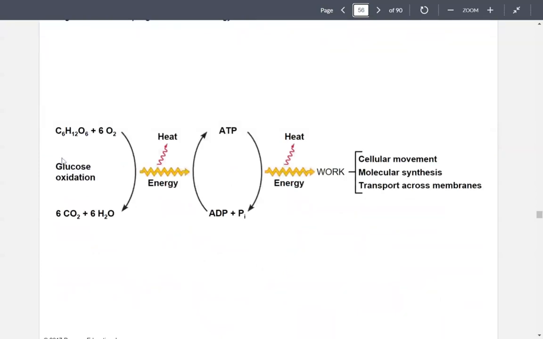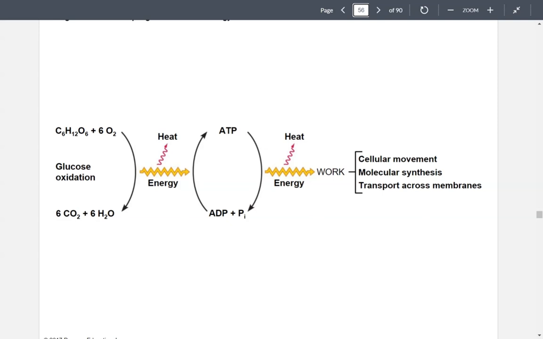So here we go. Glucose oxidation gives off heat and energy. ADP is added to a phosphate group to create ATP. Those ATP bonds are going to break, giving off energy and heat again, and this is going to allow that energy to be then used for work. Cellular movement, molecular synthesis, transport across membranes, whatever it may be. That gives us an ADP and phosphate free floating again, and we just rinse and repeat.